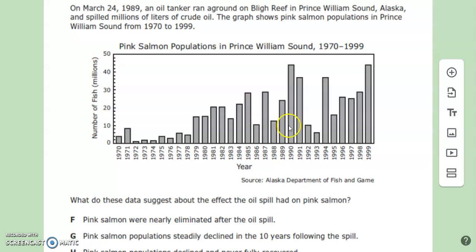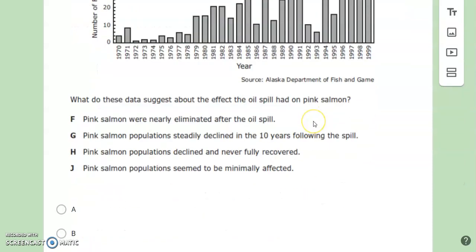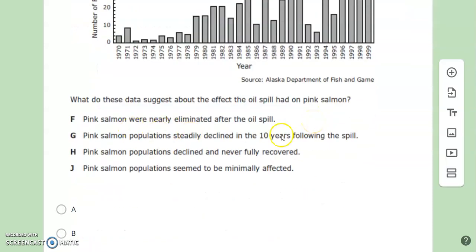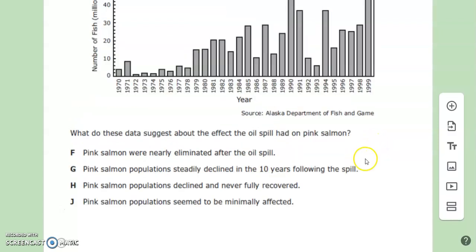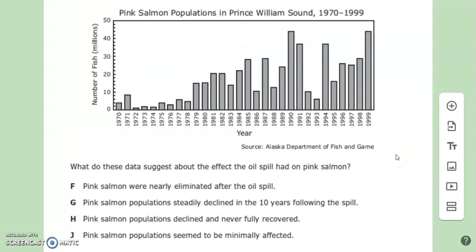But that really wasn't the first time that the population had been that low. It had been that low in the past as well. There was no oil spill. So the question asks, what does the data suggest about the effect that the oil spill had on the salmon? So tell me, what do you think? What effect do you think that the oil spill had on the population of salmon?